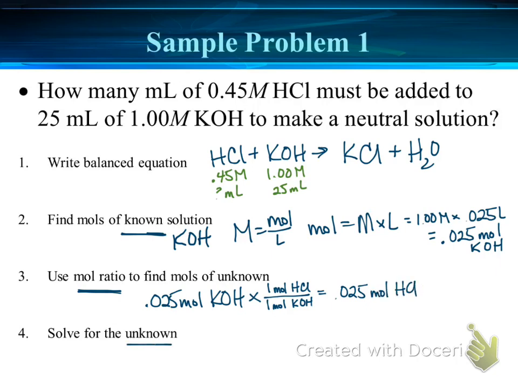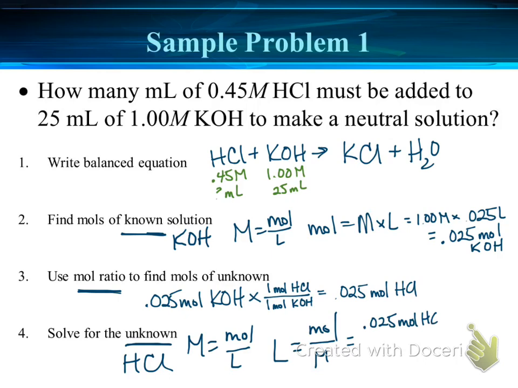HCl is my unknown. That's what I'm trying to solve for. In this particular problem, I'm being asked to solve for volume. Once again, if molarity equals moles over liters, rearranging this equation, I get liters, or volume, equals moles over molarity. So I found that I have 0.025 moles HCl, and 0.45 molar is the concentration the problem gave me. Solving this, I get an answer of 0.056 liters. If you move the decimal 1, 2, 3 places, you get the answer of 56 milliliters.